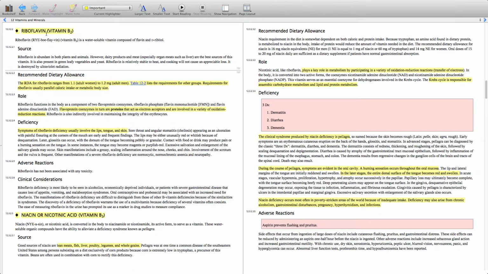Riboflavin, or vitamin B2, and I'll probably have some sort of matching, the name of the vitamin, so the riboflavin, along with which vitamin it is. Okay, this is again still water soluble. The RDA is 1.1 for adult women and 1.2 for adult men. And it's usually parallel to the caloric intake or metabolic body size and what they need.